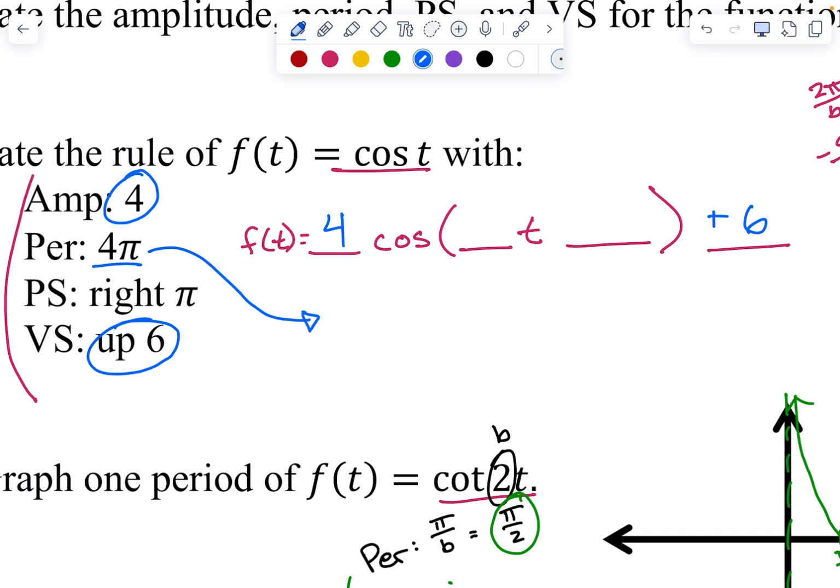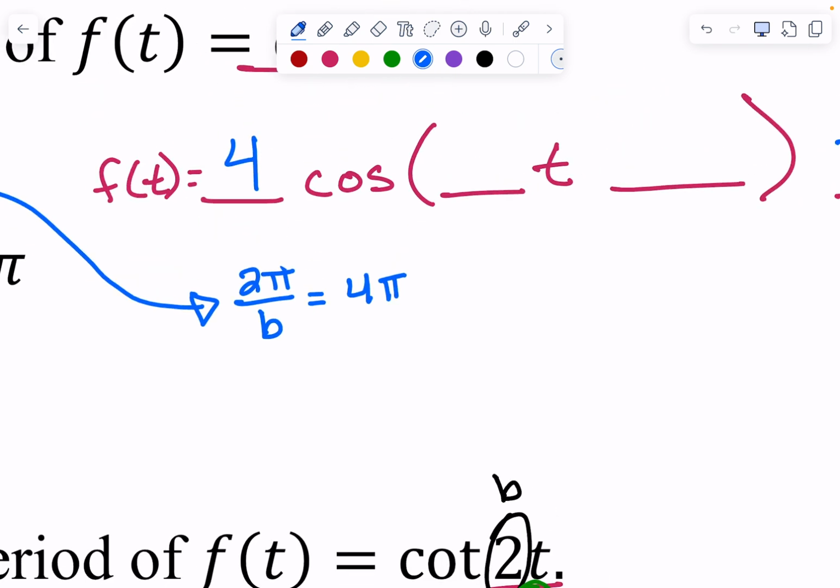Normally, we take 2 pi and divide by B to get the period. Now they're giving me the period, and normally we have B and we're trying to figure out the period. So how do I solve for B? How do I work backwards? I'm going to switch places. So 2 pi over 4 pi will give me the B value. The pi's cancel. 2 over 4 is 1/2, so B is 1/2. 1/2 goes there.